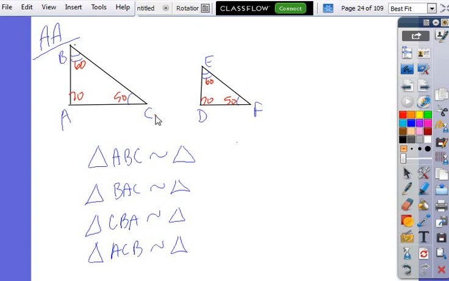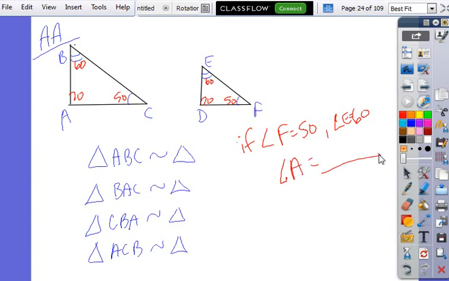And a lot of times they like to do questions like this. They'll say, if angle F is 50 and angle E is 60, what is angle A? Well, angle A is in the other triangle, but what are we supposed to know? If these two match those two, then the third one has to match also. So you just figure out what the third one is over here, 70, and it will match the other side.